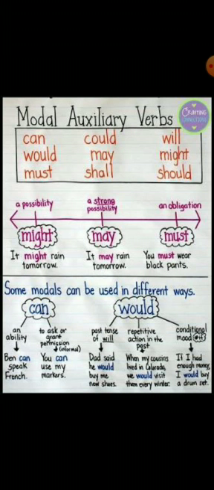Next, repetitive action in the past. When my cousins lived in Canada, we would visit them every winter.